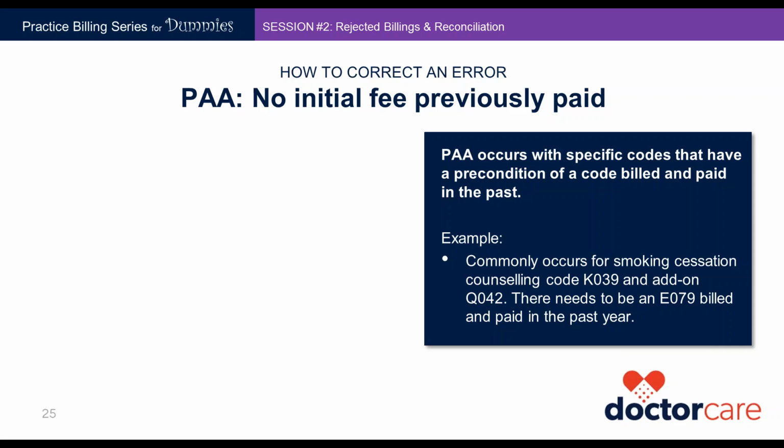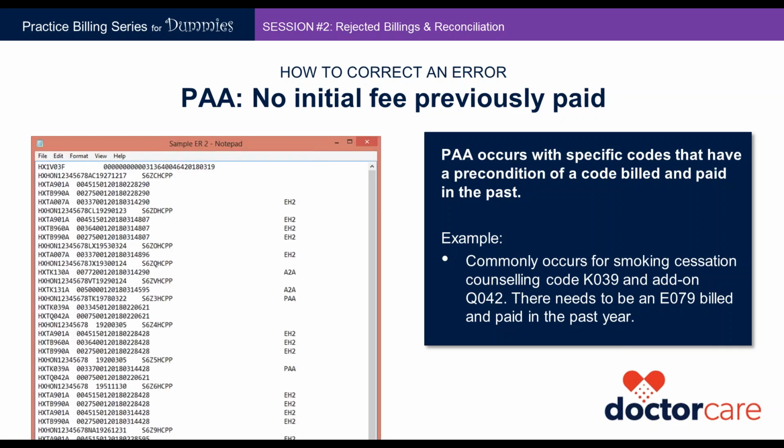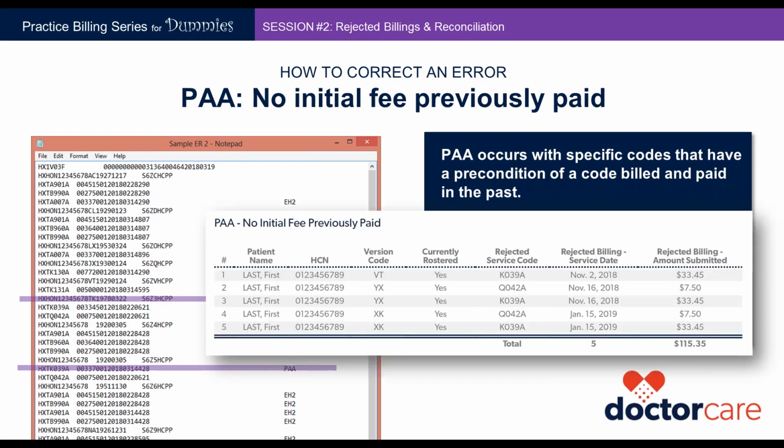To the left, here's how you see a PAA error code on the ministry error report, where the purple highlights are. On the right is how it's represented within our report. All outstanding PAA errors are grouped together in one table and ordered from top to bottom from oldest to newest.